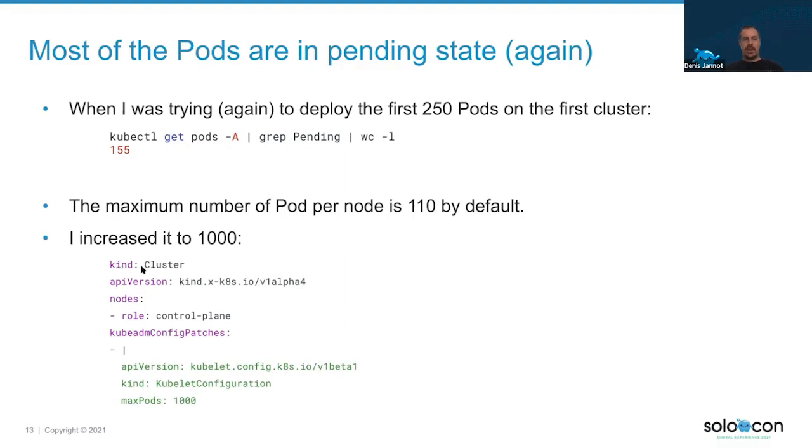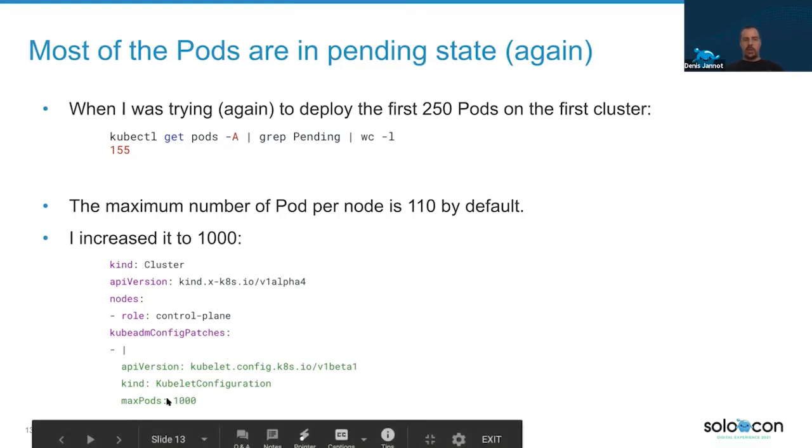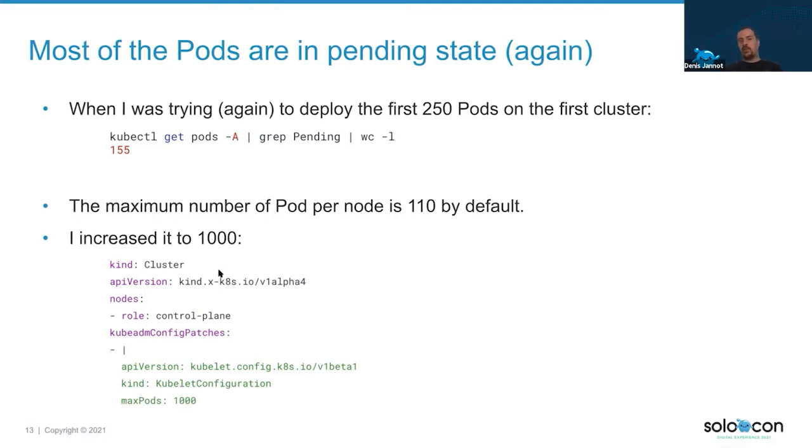There is a kind cluster object that you can patch, and here I say 1,000 pods per cluster, but you guess what? You need to restart, right? So again, I was very happy that I can do that very quickly. I just deleted my cluster, started a new one with the new value, and this time I was quite confident, right? I already found 3 problems, so that should be quite good now, right?